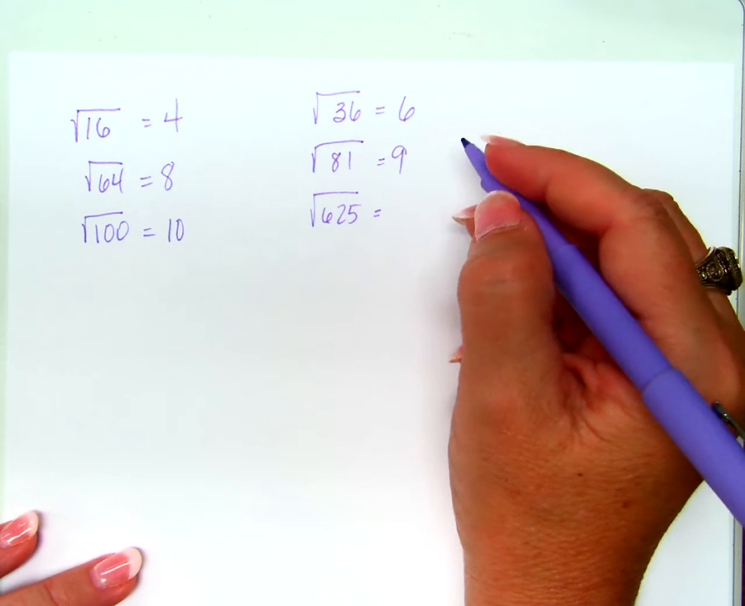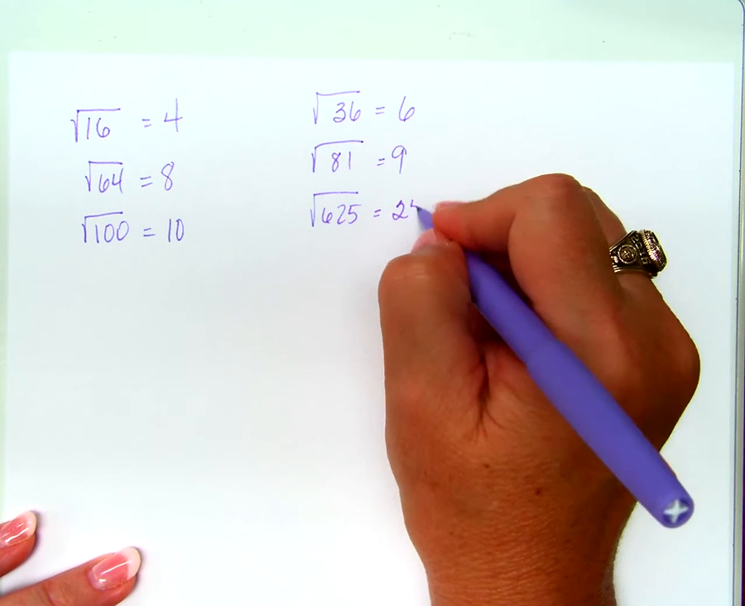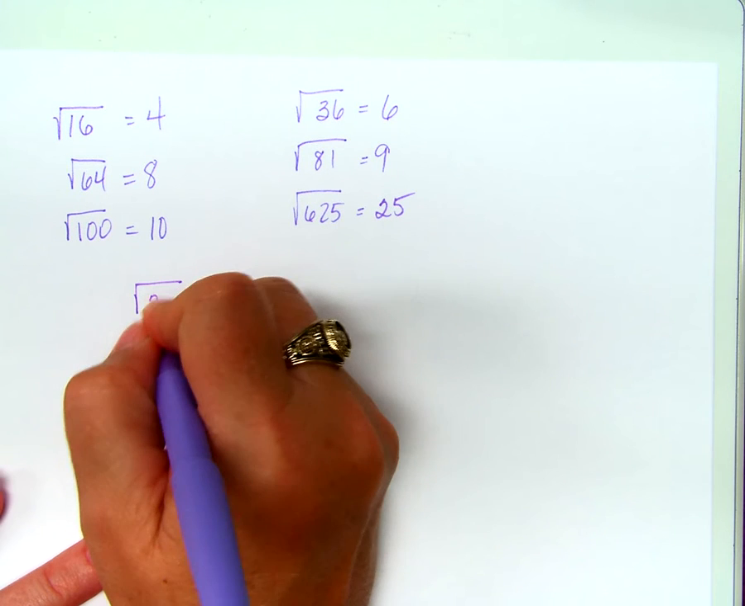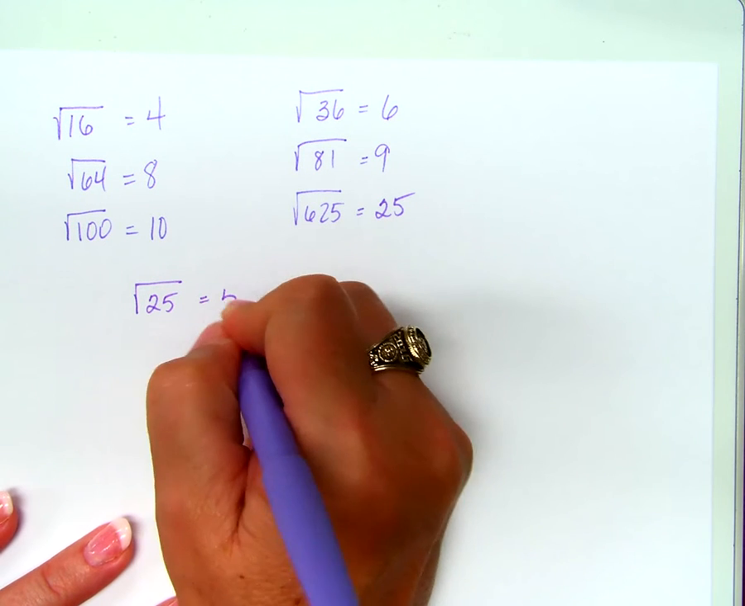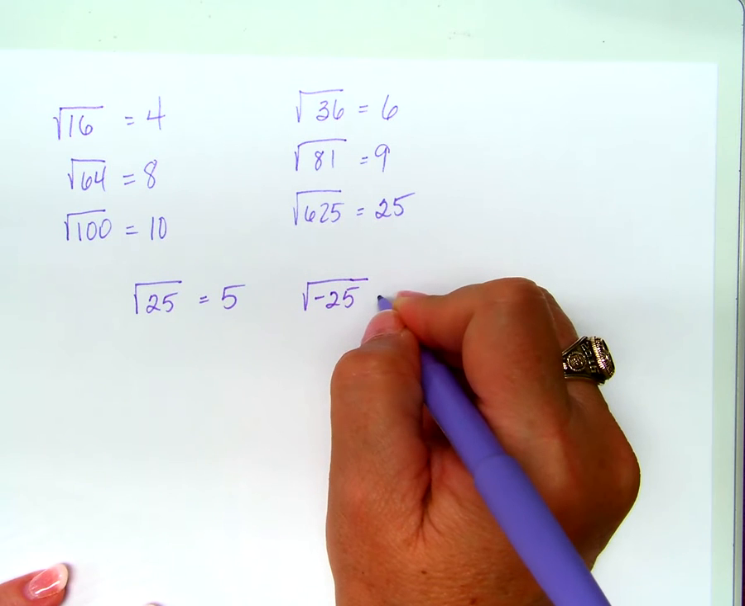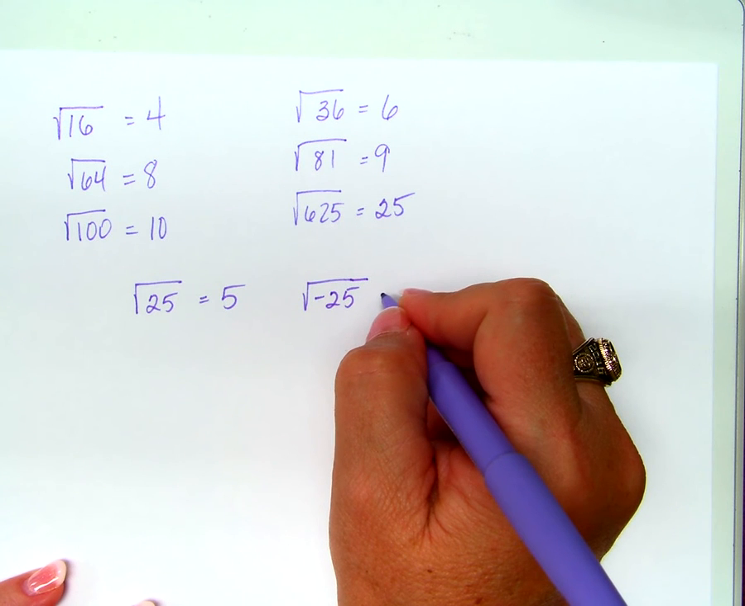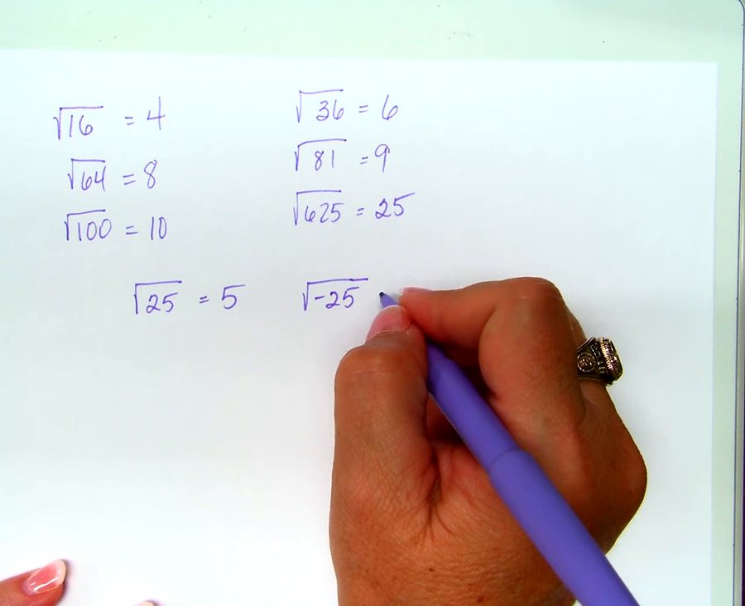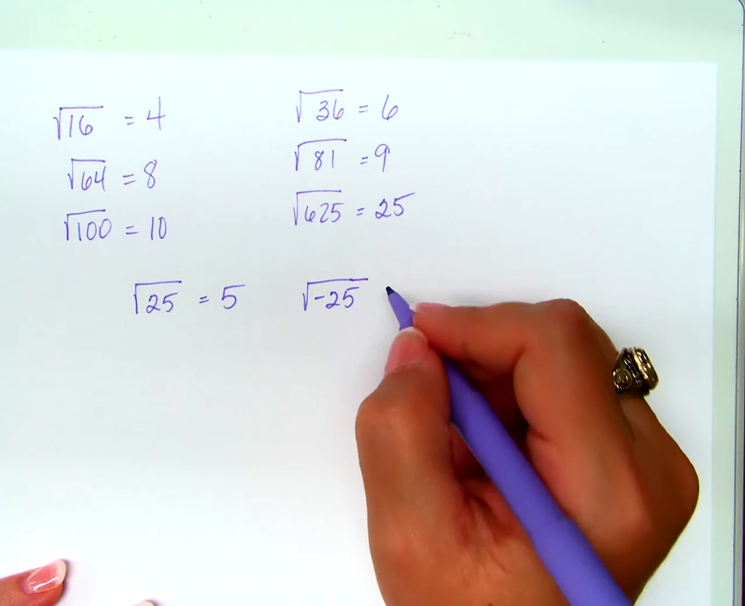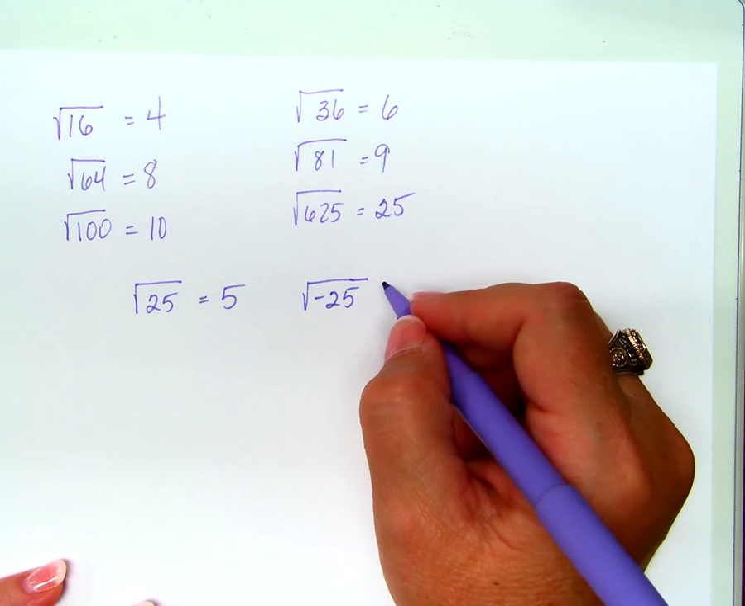I don't know either. 25. What about the square root of 25? 5. What about the square root of negative 25? Negative 5. No, they can't. It can't. It's impossible. What have we written? Impossible. No, we did not write impossible. No real numbers. No real solution.